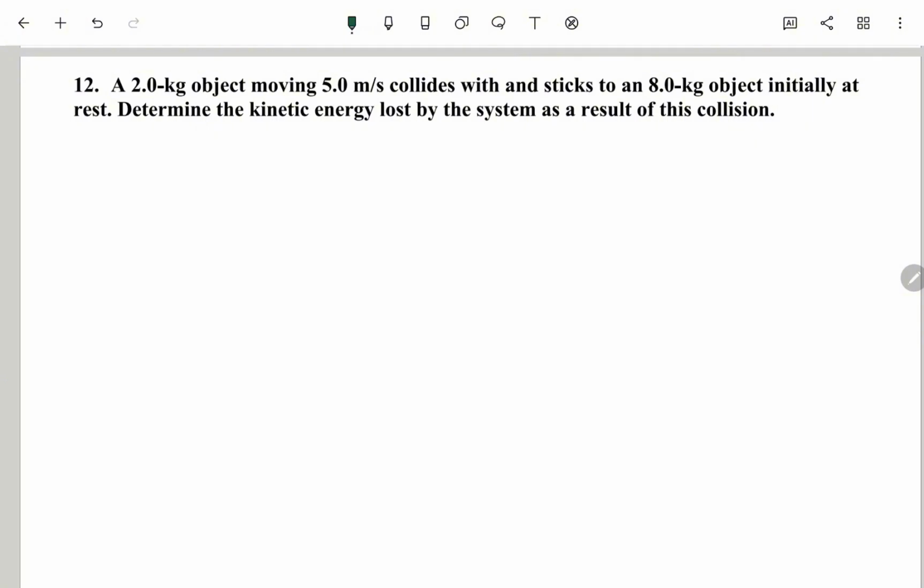A 2 kilogram object moving 5 meters per second collides with and sticks to an 8 kilogram object initially at rest. Determine the kinetic energy lost by the system as a result of this collision. Now, since they stick together, kinetic energy is not conserved. In this case, P initial equals P final, but K initial is not equal to K final.